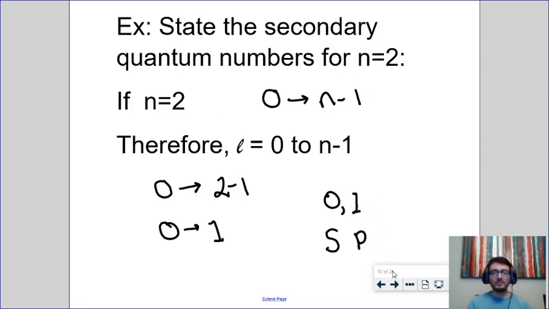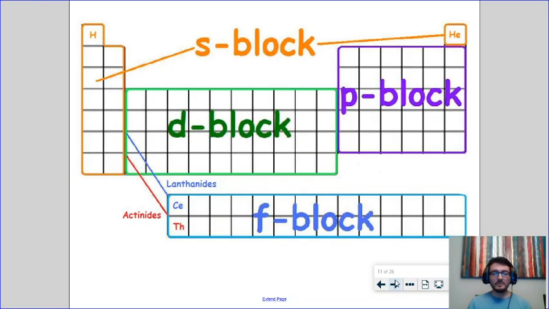Pause if you need to. We're going to get to more examples, and you work on practice this yourself, and we'll go over it as a class. Okay, again, just to review, this is your S block here, your P block, your D block, and your F block.